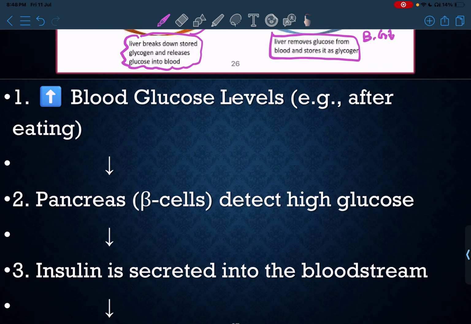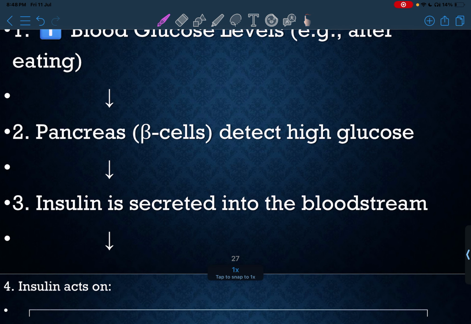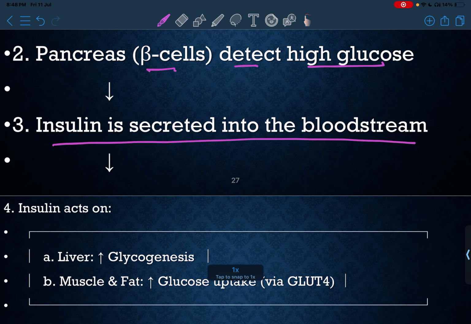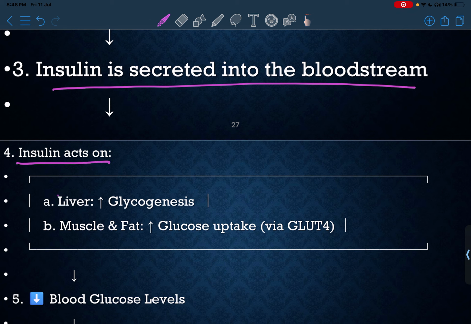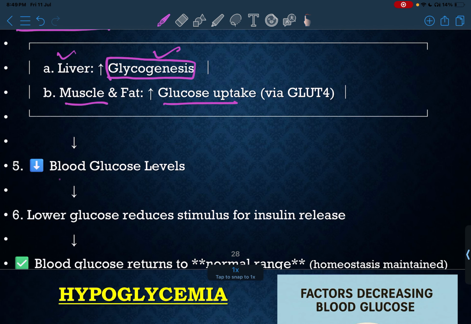Okay, so see, blood glucose level after eating, the pancreatic beta cells detect high glucose. Okay, insulin is secreted into the bloodstream. Insulin acts on the liver, muscle and fat. Glucose uptake increases by GLUT4. By glycogenesis, glucose is stored as glycogen. Okay, blood glucose level is decreased.